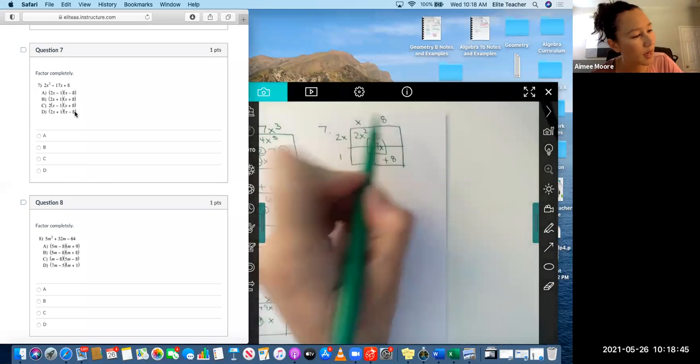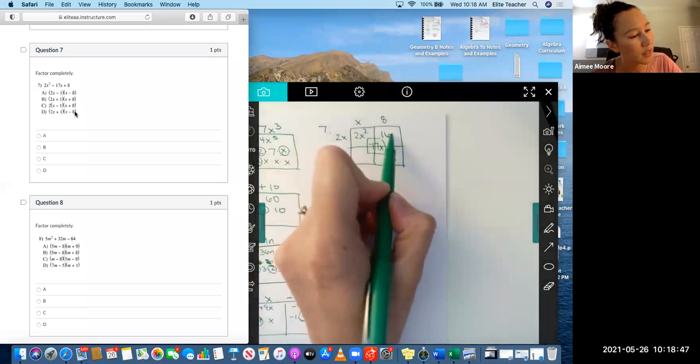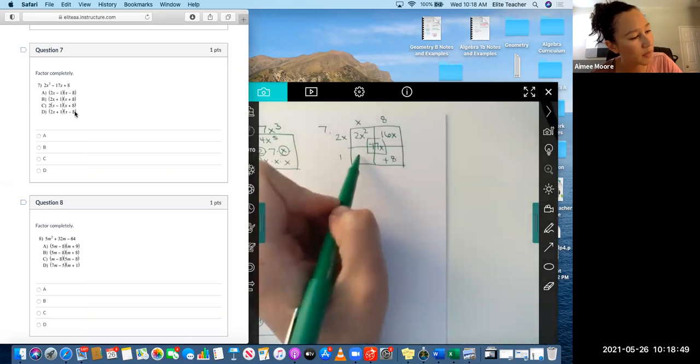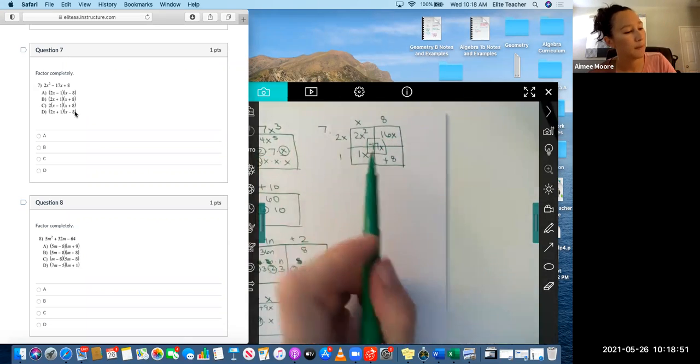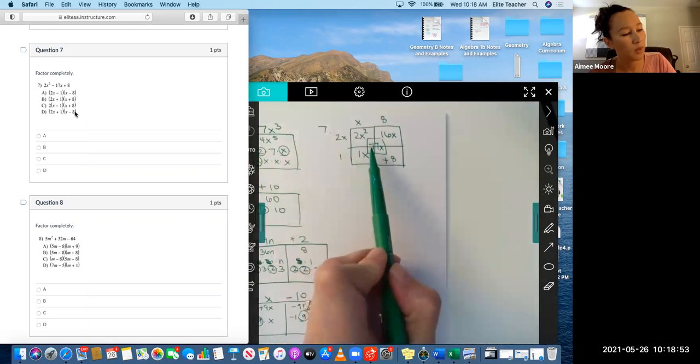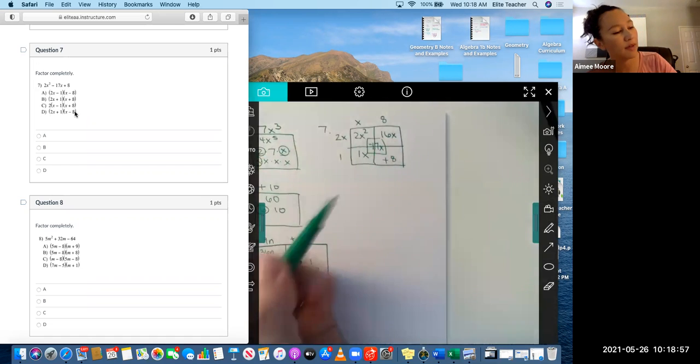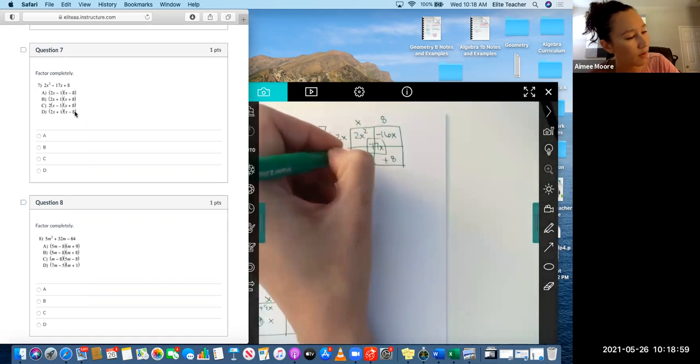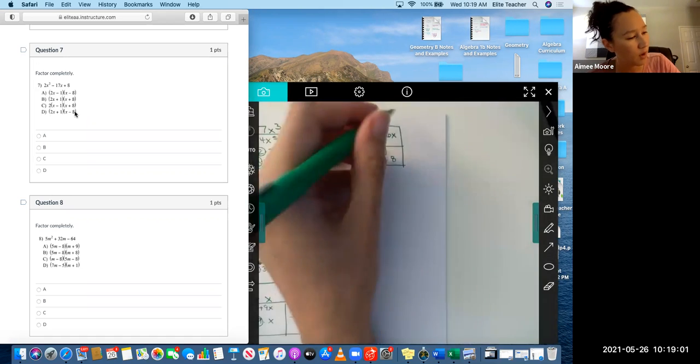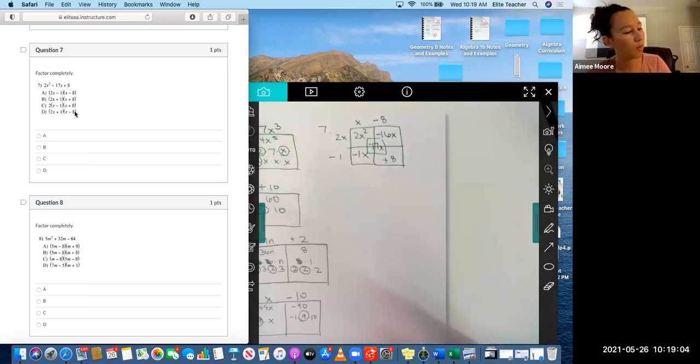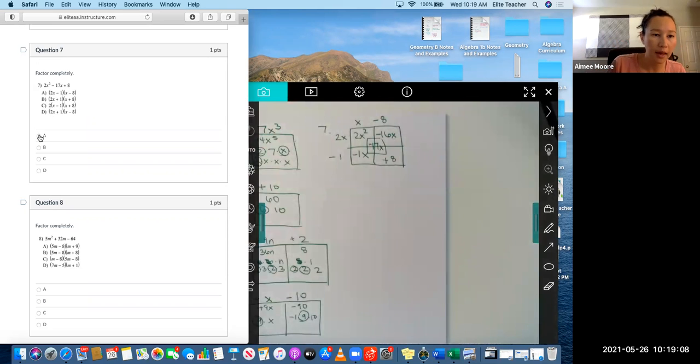So 2x times 8 would give us 16x. 1 times x would give us 1x. 16x plus 1x would give us positive 17x. If we need this to give us negative 17x, then this needs to be negative and this needs to be negative, which means our 8's negative and our 1 is negative. So that would be A.